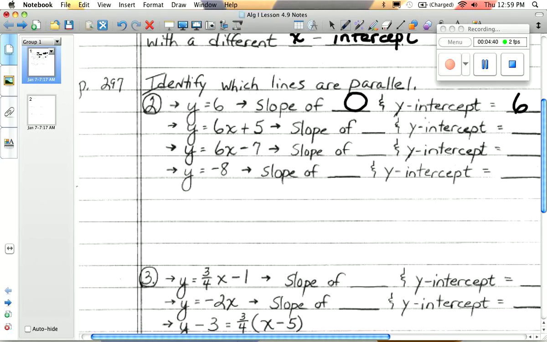Okay. Our next equation, y equals 6x plus 5. What form are these equations in so far? Slope-intercept form. And in slope-intercept form, we can go right to identifying their slope and y-intercept. So this one's in slope-intercept form also. So what's its slope? 6. And its y-intercept is 5. Are those two parallel?